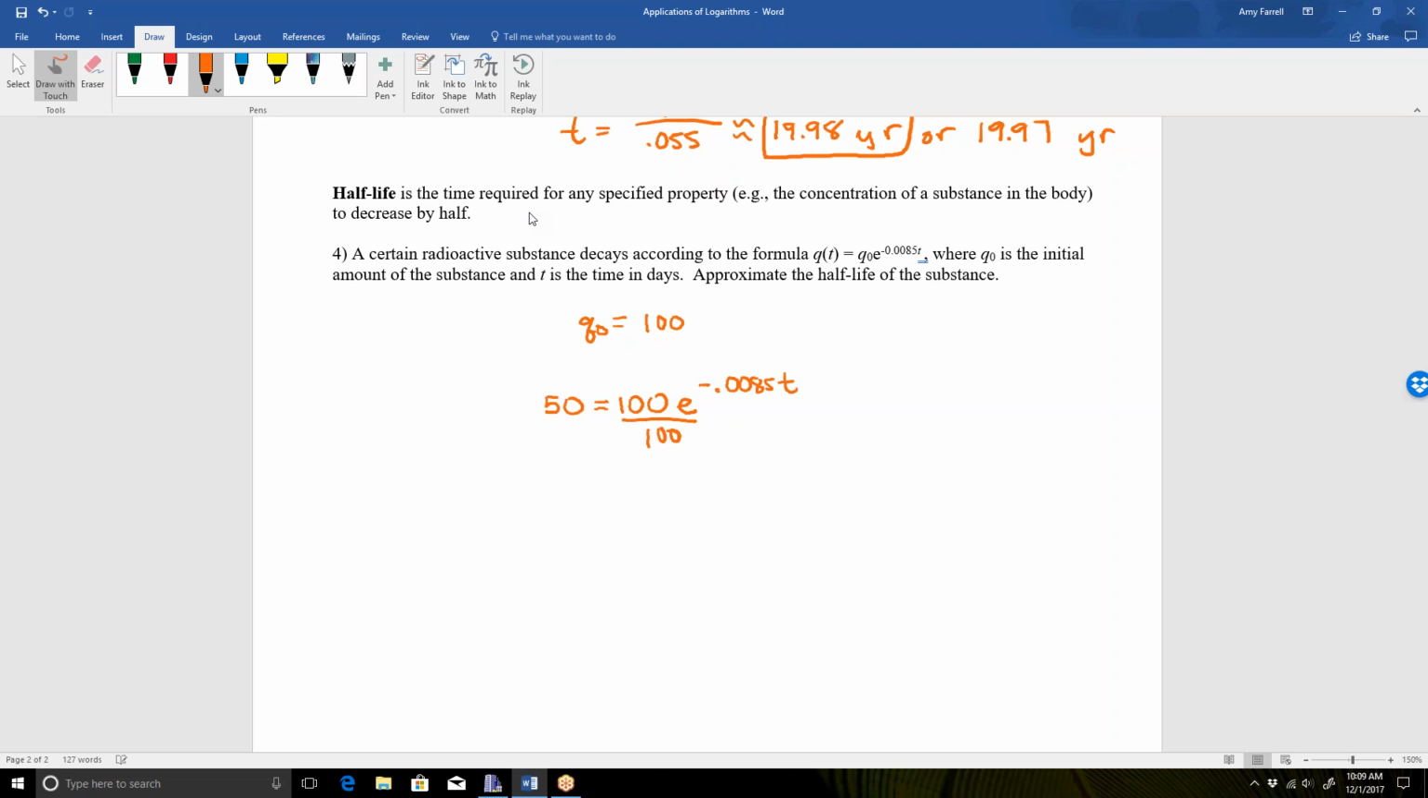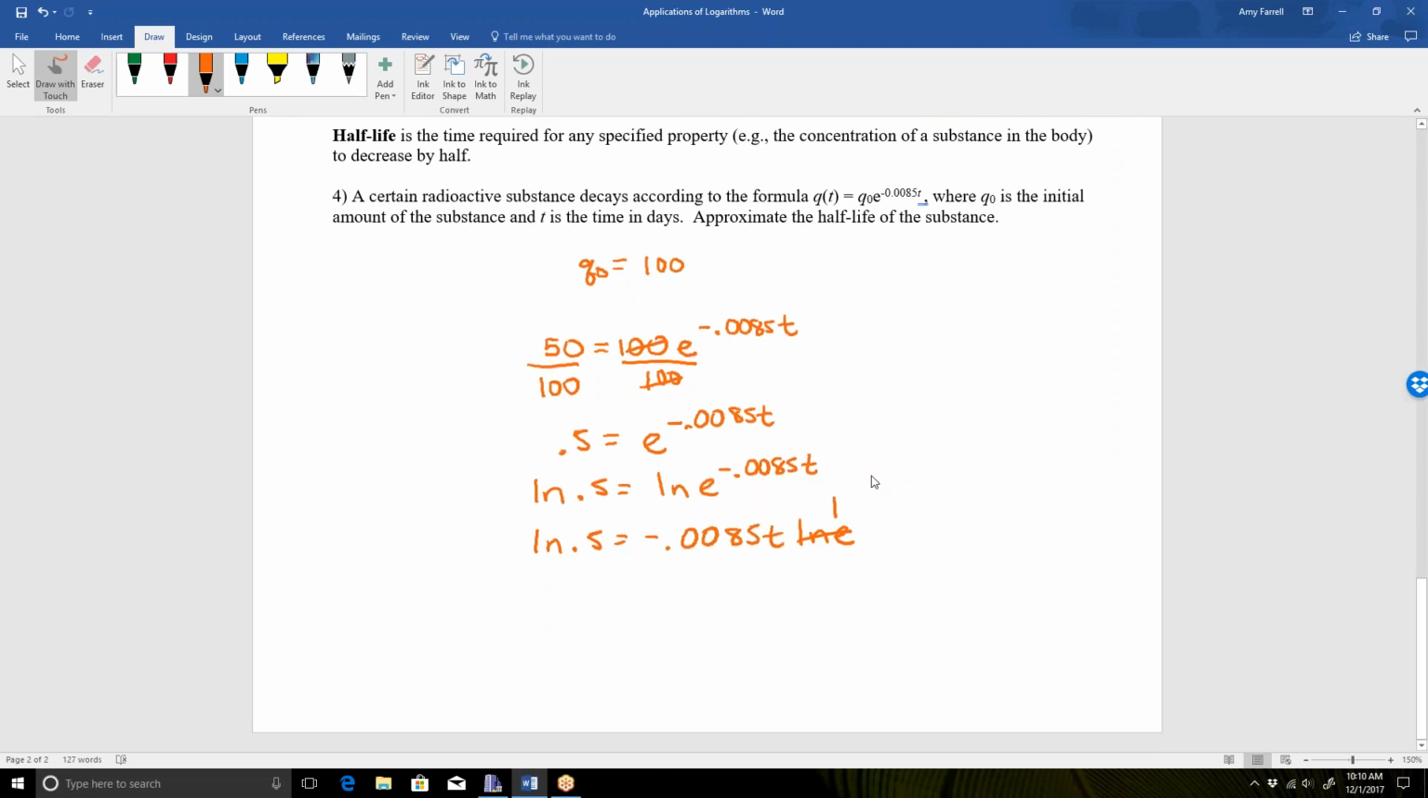To solve this, I'm going to divide both sides by 100. And I get 0.5. Well, that's good, right? We're talking about a half-life, so it makes sense that I would get a 0.5 over there. Now I'm going to take the natural log of both sides. And I'm going to use my law of logarithms. I'm going to bring the exponent down in front, make it a multiplier. We just talked about in the last problem that the natural log of e is 1, so I can just get rid of it there.